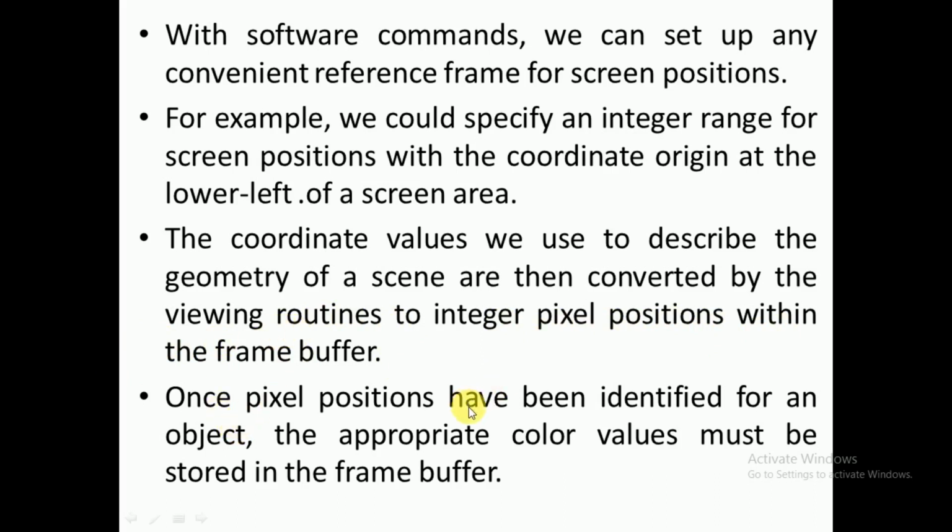Once pixel positions have been identified for an object, the appropriate color values must be stored in the frame buffer. Once you identify pixel positions, that is scan conversion. Pixel position means what value you have given. Originally you have given only 2 endpoints for a line, a starting point and an end point. Say the starting point is at 10, 10 and the end point is at 100, 100. Between 10, 10 and 100, 100, you might have covered many pixels.